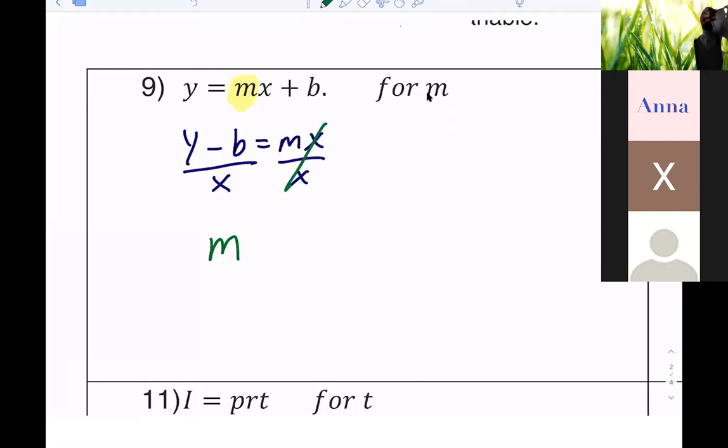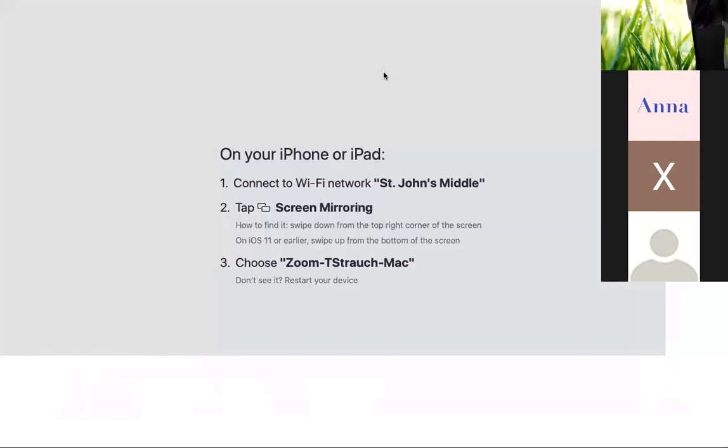All right. Sorry. I got to disconnect. And now let me go back. See if it's working.